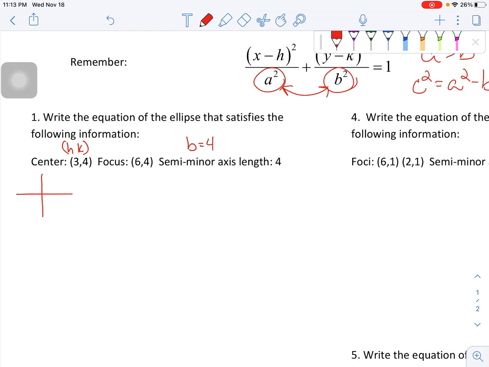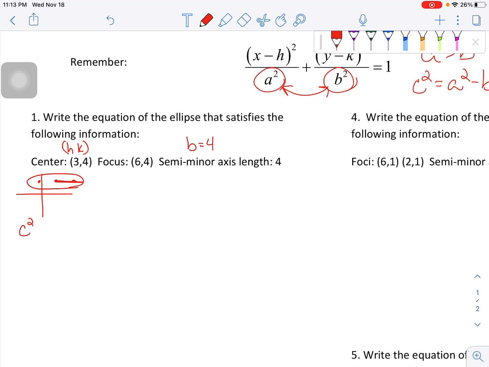So take a second and draw just a quick sketch. I know my center is at 3, 4, and I know my focus is at 6, 4. So that means there's another focal point somewhere over here, which means my ellipse is more elongated horizontally than it is vertically, okay? So that's going to tell me that my a value is going to be under the x part of the graph, and that my b value is going to be under the y part of the graph.